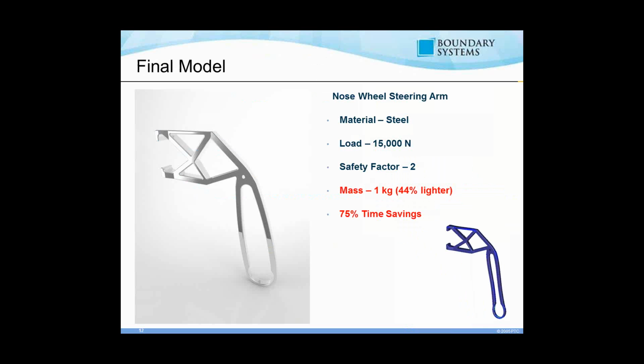Okay, and so in this case here, we'll take a look at the final model that we had. This was the final model that we created based on what Optimus recommended for the dimensions. And just some quick highlights. Not only did it meet our initial design specifications, but we were also able to make that part 44% lighter, which again is critical in the aerospace industry. And we also saved 75% time in this case.